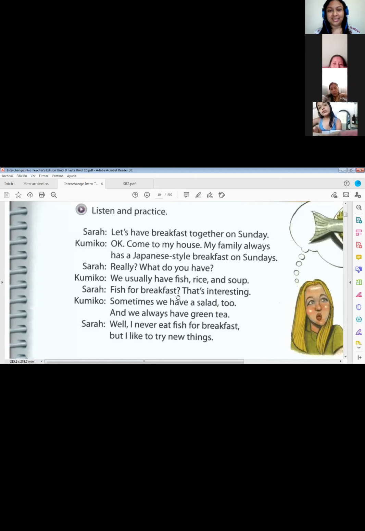Japanese style. They like to have a Japanese style breakfast. Okay, very good.